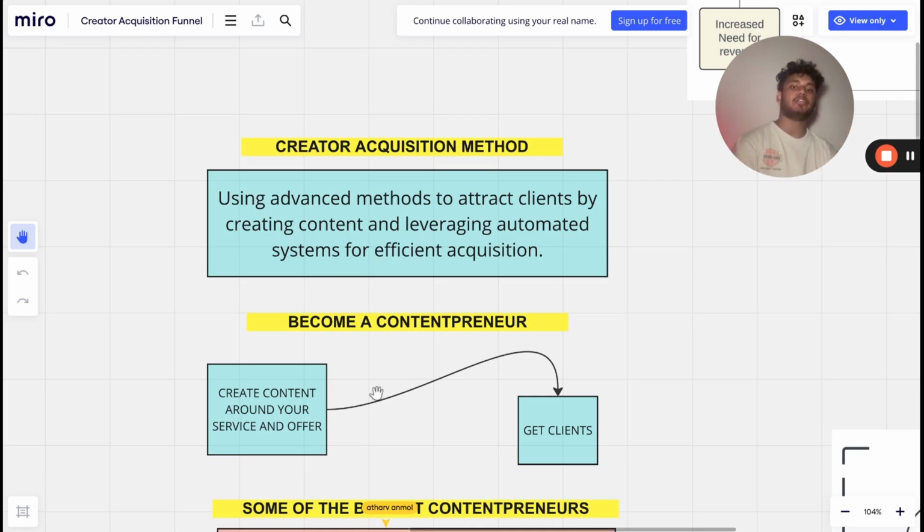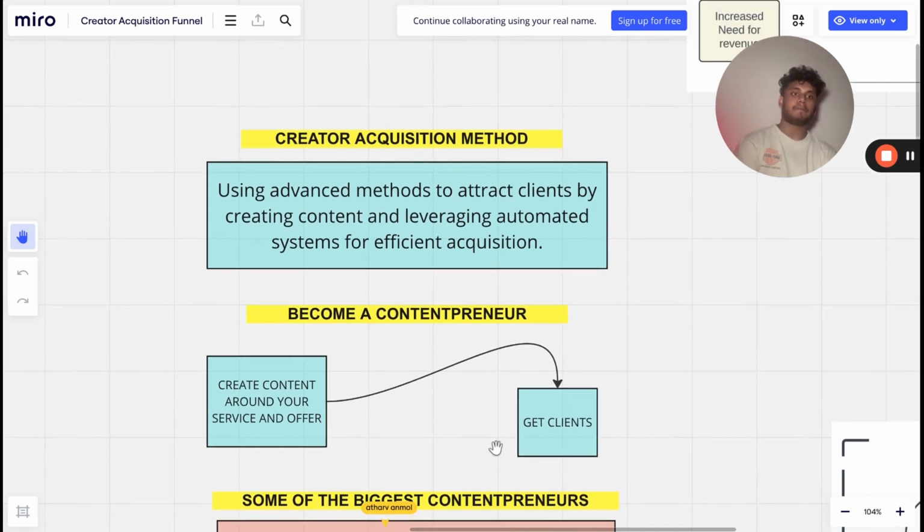So become a contentpreneur. If you are an agency owner, a coach, a consultant, any kind of service based business, a copywriter, whatever service you are selling online, I would say become a contentpreneur. Because a contentpreneur is anyone who is a businessman, but who also creates content around his business so that he could attract clients online. In short, a contentpreneur is someone who creates content around their service and offer, and then gets clients.